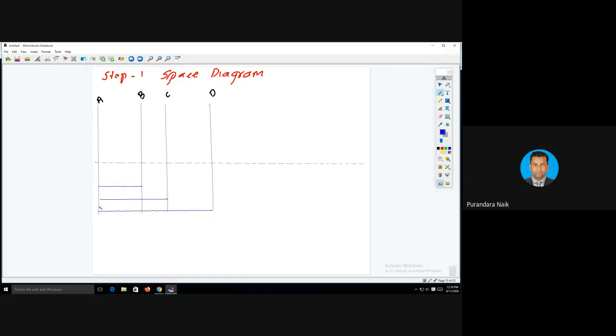A to D is 700. So three distances are given. Let us mark this as the first one, this is 300, and this, I think, A to B, sorry, A to C is 400, and the last one, A to D, is 700. Yeah, 700.